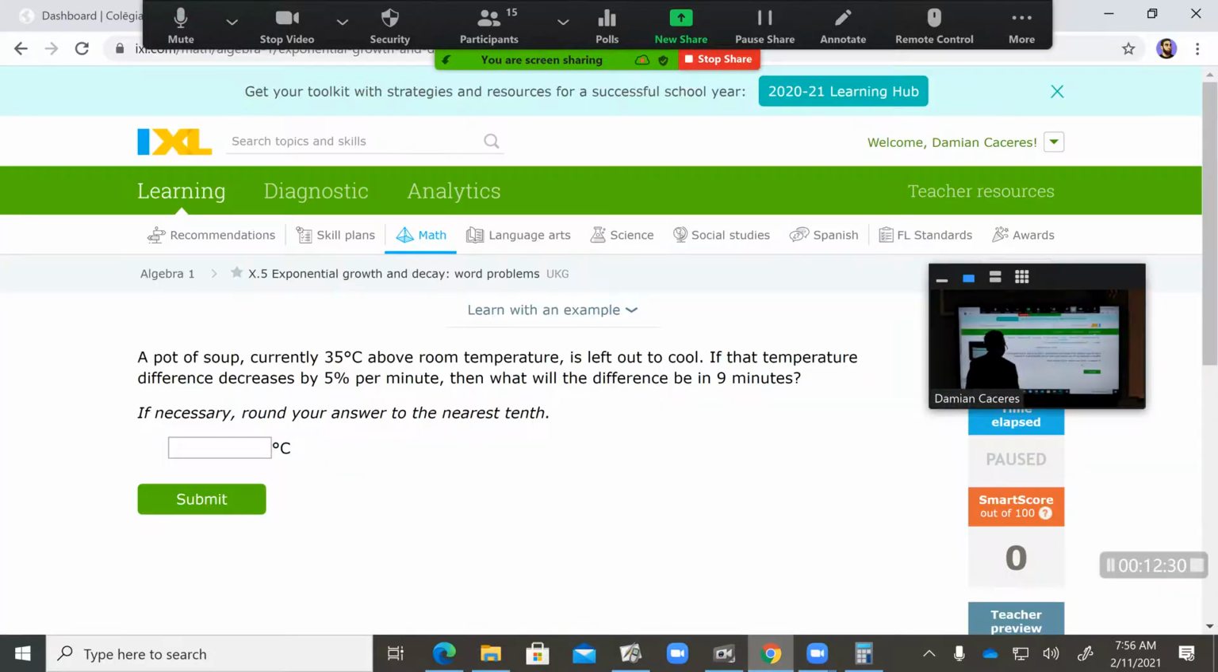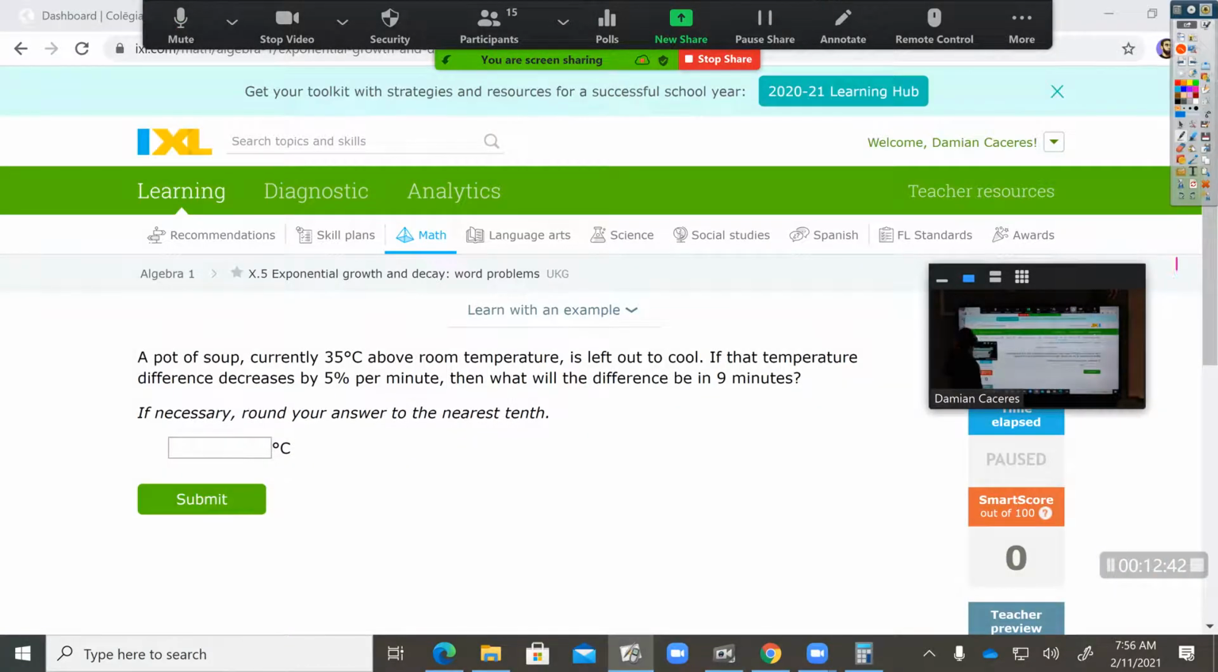All right, so now on the next page, let's do 2 examples from iExcel. Oh, let's do it right here. All right, so a pot of soup currently 35 degrees above room temperature is left out to cool. If that temperature difference decreases 5% a minute, then what will be the difference in 9 minutes?